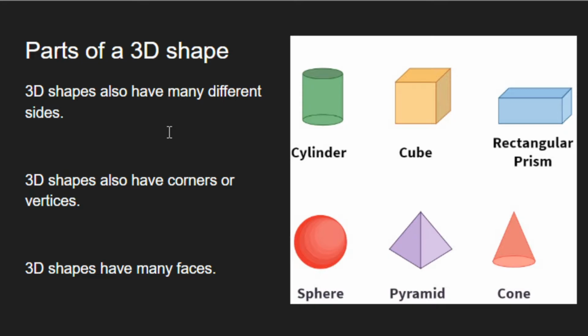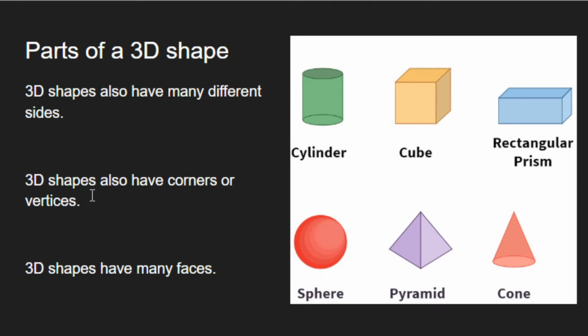3D shapes, just like 2D shapes, have many different sides. You'll notice a cube has a side here, a side here, a side here, a side here, and some along here in the back. A sphere is kind of just one surface, doesn't really have a side to it. This is like a ball. A cylinder has a side here, and then a face that goes around. This is kind of like a can of beans or something.